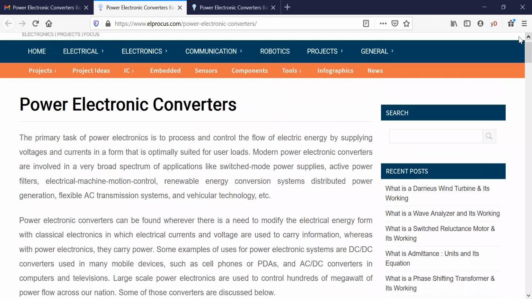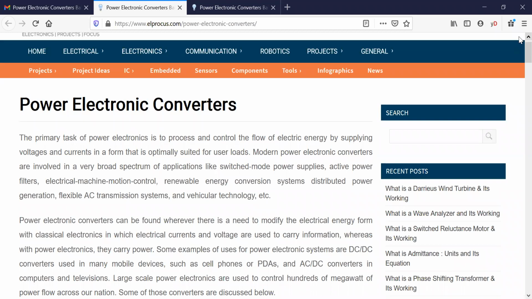Okay, so when we are talking about power electronic converters, what is a converter? A converter converts DC into AC or AC into DC. So when we are talking about converters, two things will come to our mind: one is the inverter, and the other is the rectifier. The inverter converts DC into AC, and the rectifier converts AC into DC.